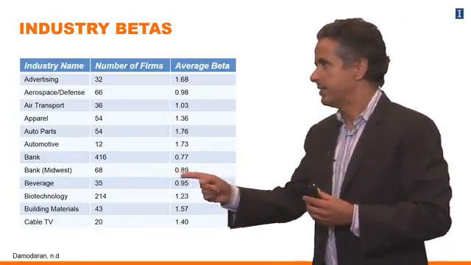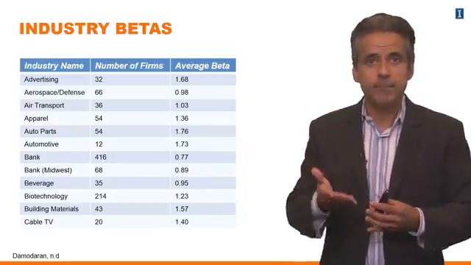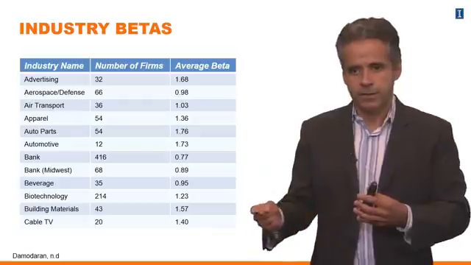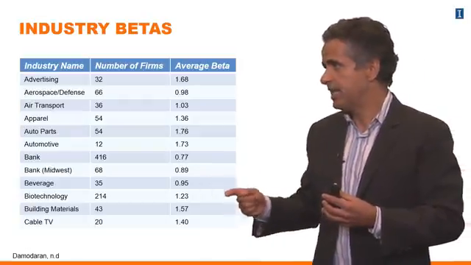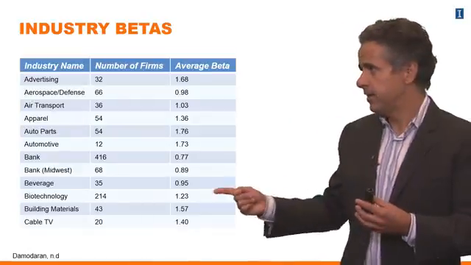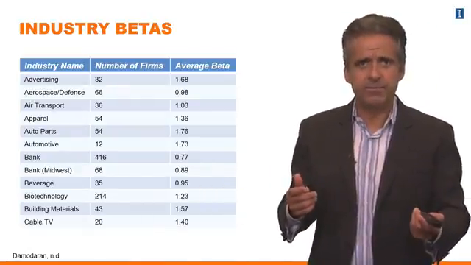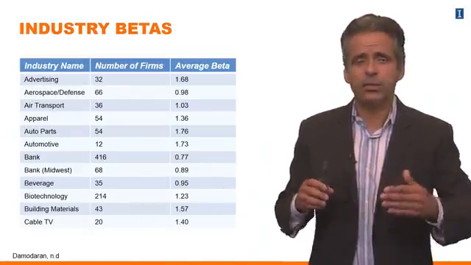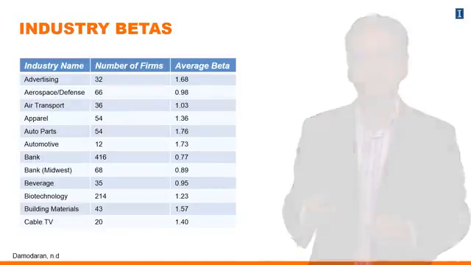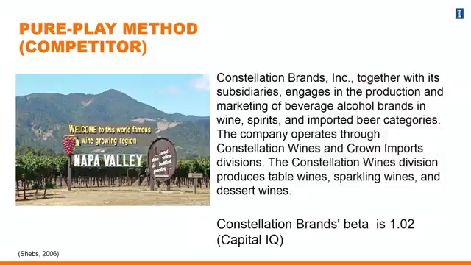Okay, we can start from a beverage beta, right? A beverage beta is definitely going to be better than a tobacco beta, right? Using this table here, you'll see that the beverage beta, using 35 companies in this case, is 0.995, right? So it's a beta that is a lot closer to 1 than the tobacco beta. Okay? We can also try a pure play approach, right?